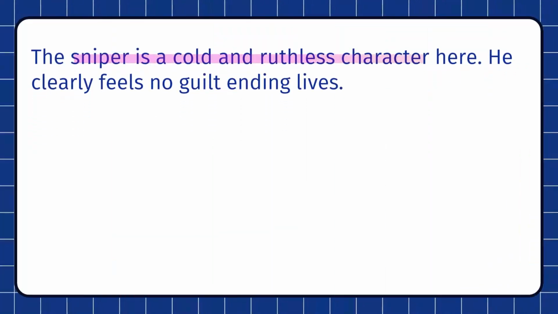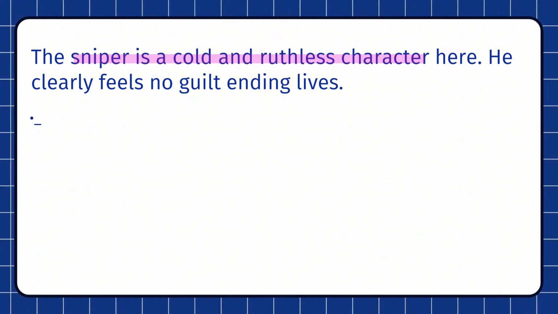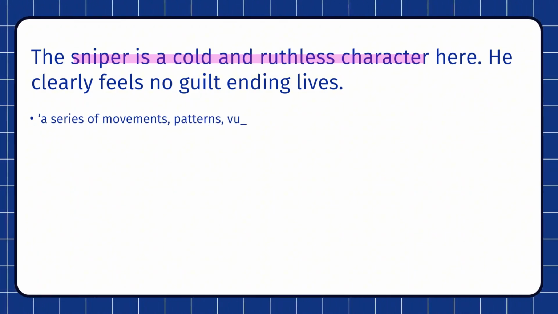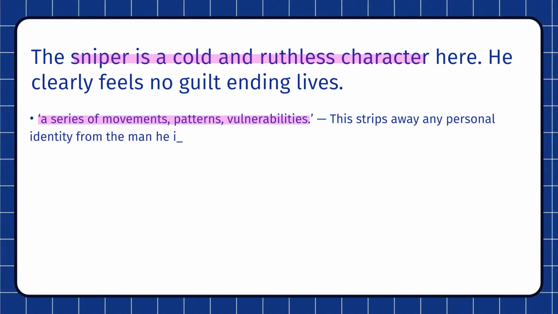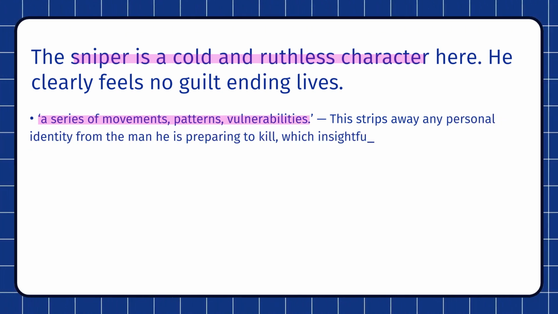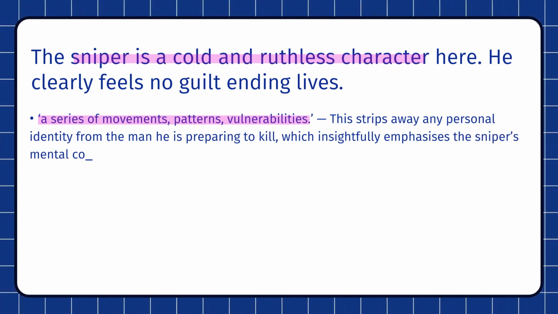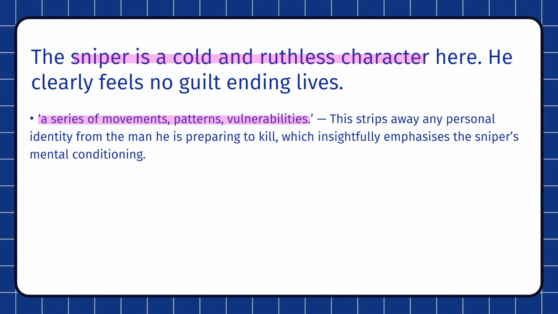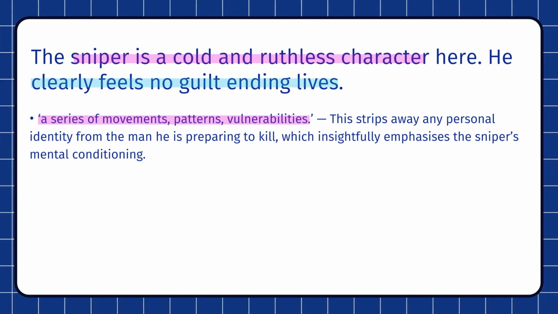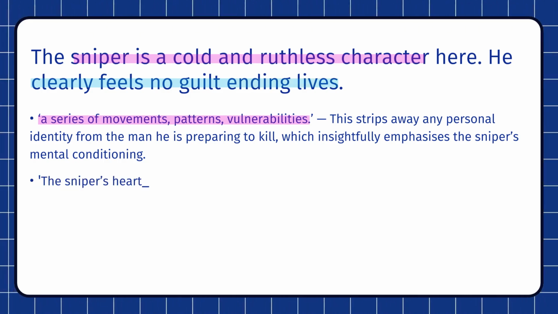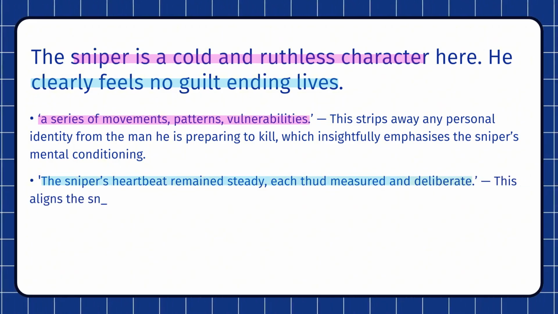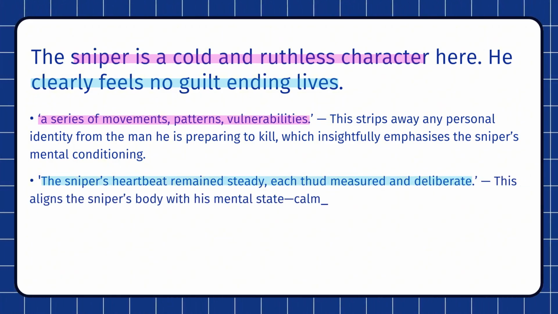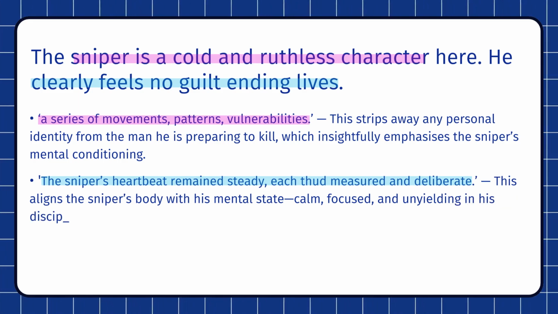So for the first hook, a good quote would be "a series of movements, patterns, and vulnerabilities." This strips away any personal identity from the man he's preparing to kill, which insightfully emphasizes his mental conditioning. Definitely shows he's ruthless and cold. For the second hook, we could reference how the sniper's heartbeat remains steady, "each thud measured and deliberate." This aligns the sniper's body with his mental state: calm, focused, and unyielding in his discipline.